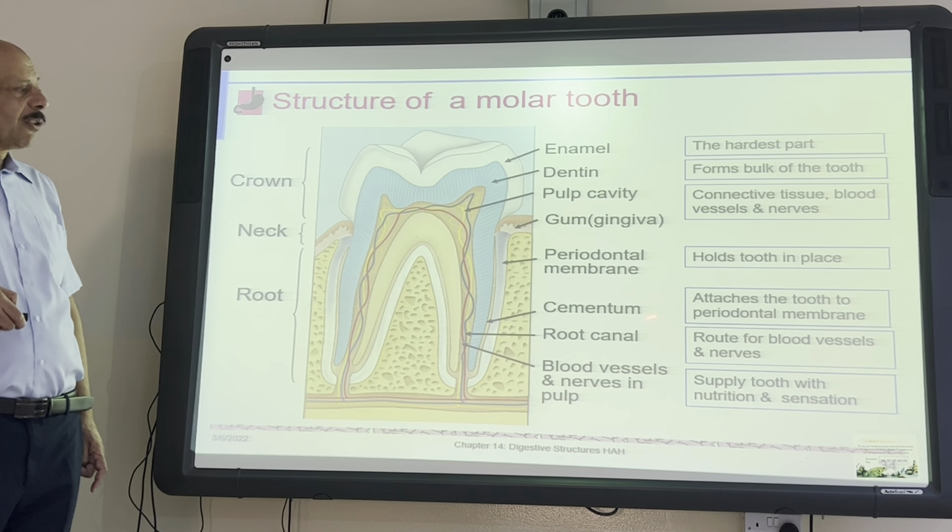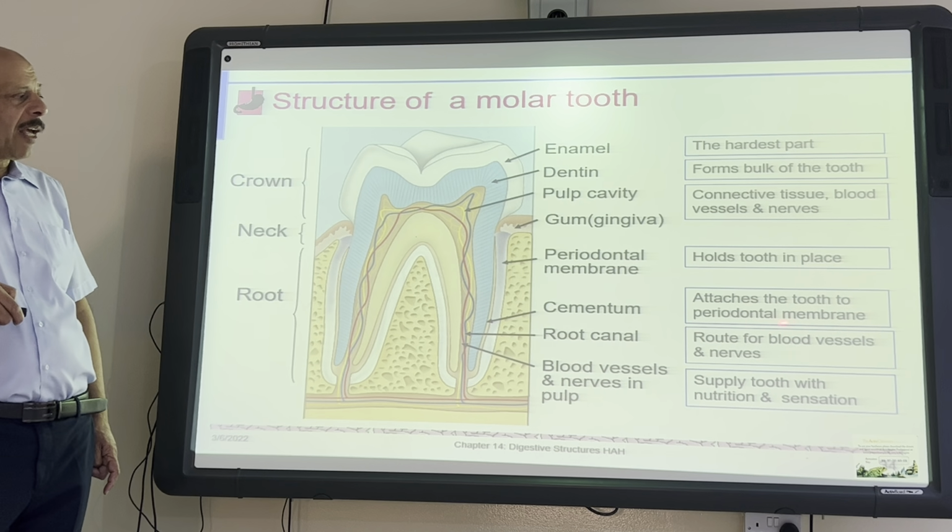Which is attached also to the tooth, to the peridental membrane. It is called the cementum.